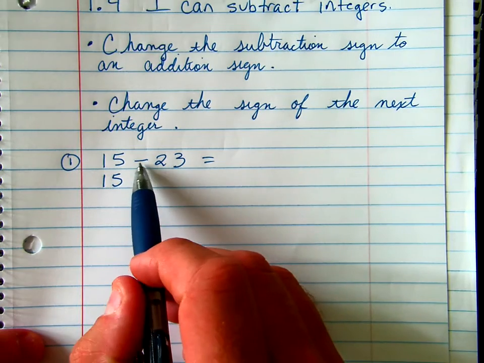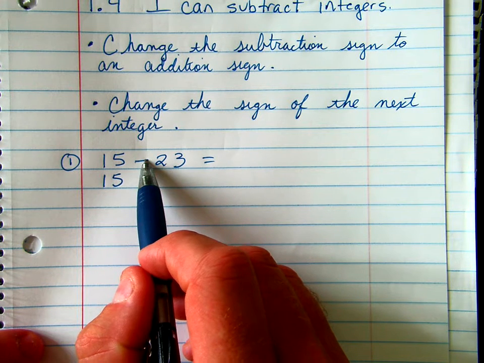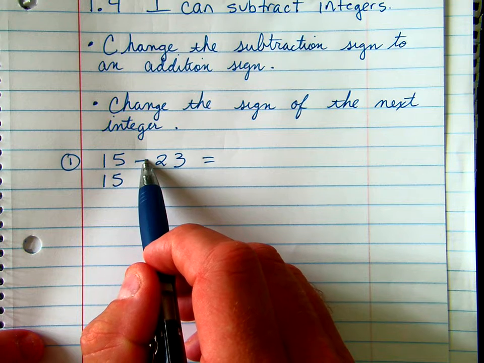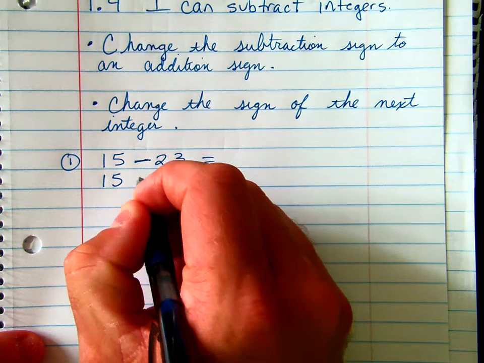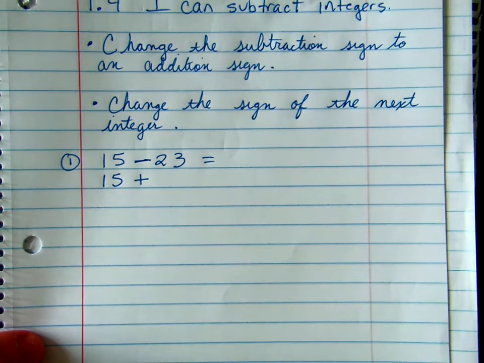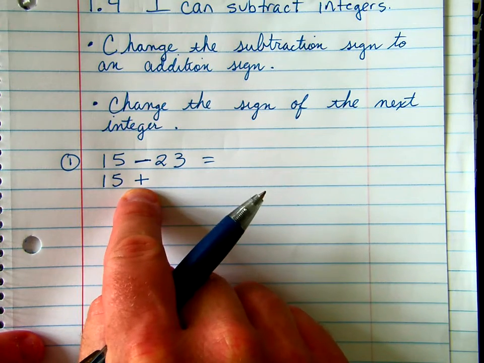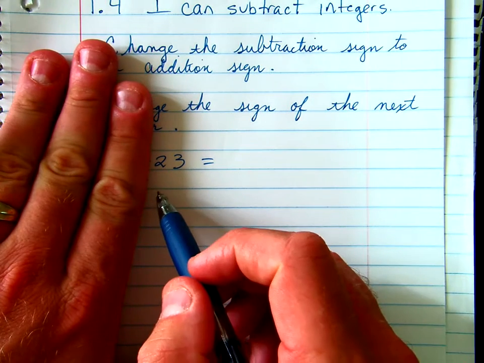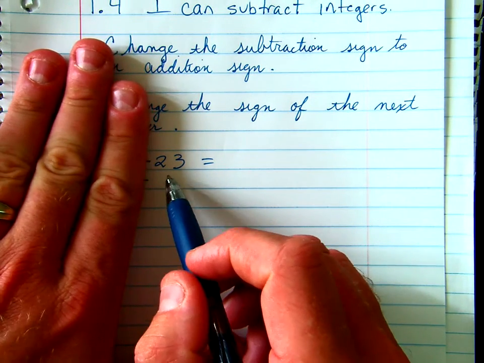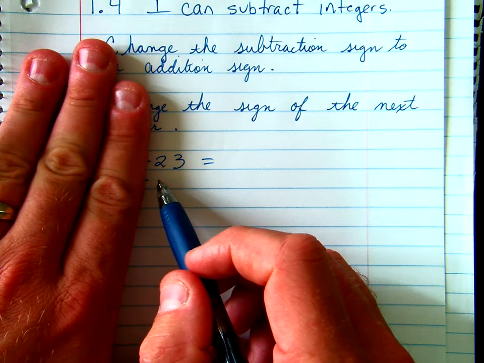Now you'll notice that the sign is a subtraction sign. So what we're going to do is take the inverse. And the inverse of a subtraction sign is an addition sign. Now because we took the inverse of the subtraction sign, we are required to take the inverse of the next number. This number is a 23. What's the inverse of 23?